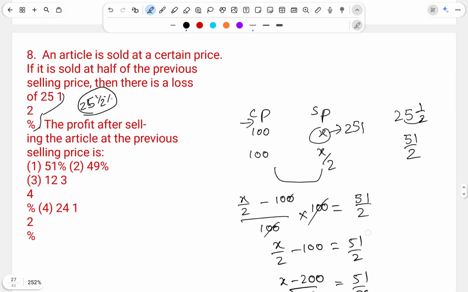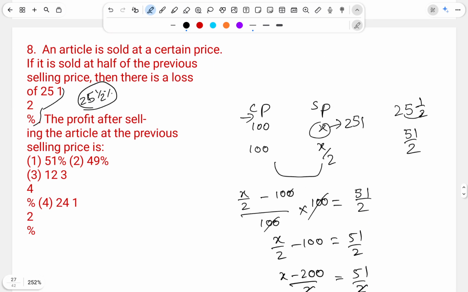Is this the question? Okay. So what is this question? An article is sold. Half of the previous. What will be? Let me erase this and do it again.